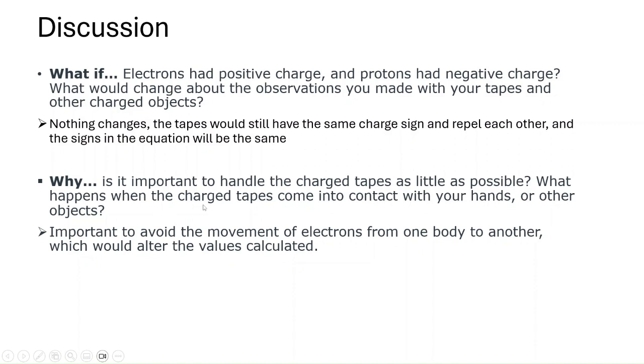And what happens when the charged tapes come into contact with your hands or other objects? When they come into contact with other things, there is a transfer of electrons between them, and this is important to avoid, because the movement of electrons from one body to another would alter the values, the number of electrons calculated with the formulas. So it is very important that we handle the tapes as little as possible, to avoid as much as possible the transfer of electrons between the hands and the tape.